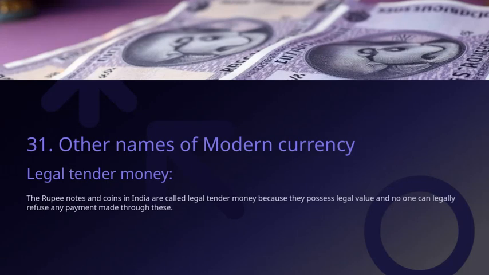Now, let's talk about the rupee notes and coins in India. They are called legal tender money because they have legal value. This means that no one can refuse to accept them as a valid form of payment. Essentially, if you're paying someone in rupees, they are legally obliged to accept it. This concept of legal tender money is crucial because it ensures smooth transactions and trust in our currency. It ties into the overall theme of understanding how our currency functions as the foundation of our economy.